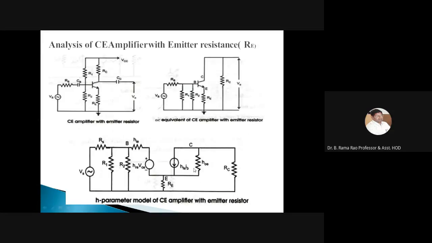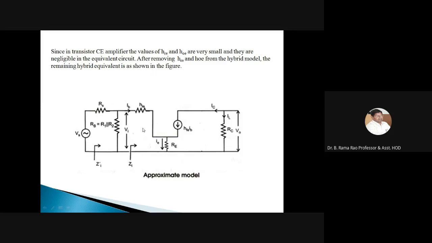Then we neglect hoe and hre because they are very small while taking the approximation model. In the earlier analysis we have seen how these are very, very small compared with the other parameters. That's why we have neglected hre and hoe and redrawn the circuit after neglecting those parameters. Now this is the approximation model.